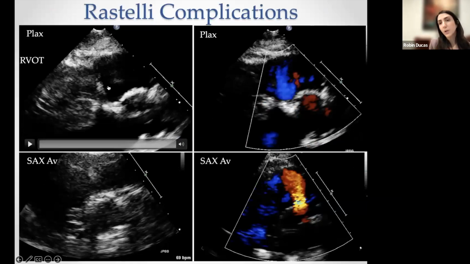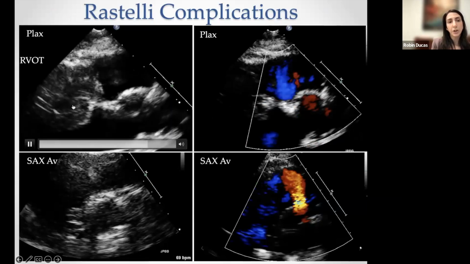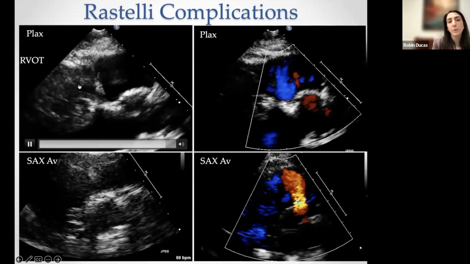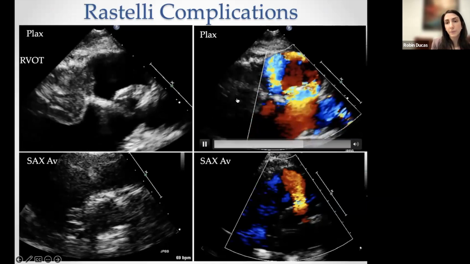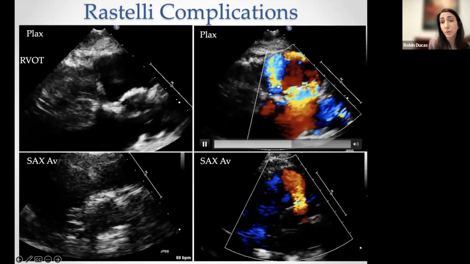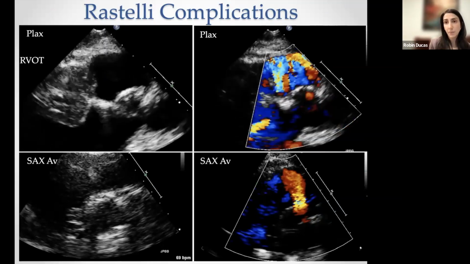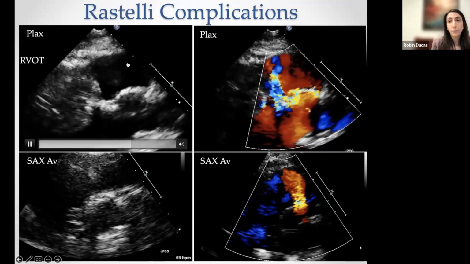When looking for complications in patients with Rastelli procedures, so this is a different patient here, a parasternal long axis view where we've zoomed in on that LVOT tunnel. And when we put color on this patient, I hope everyone can appreciate that there is a significant amount of color flow seen through the patch. If you would see something like this, I'd be very concerned that there's a patch leak, and further evaluation would be needed.